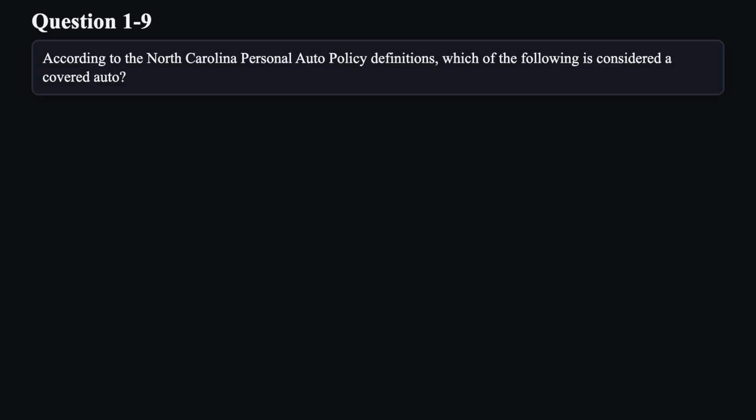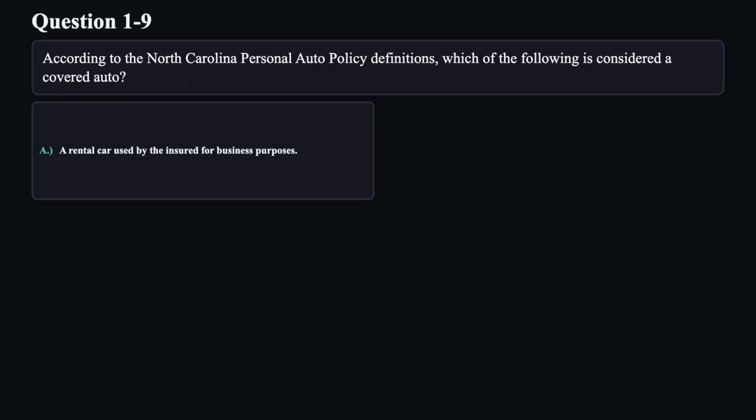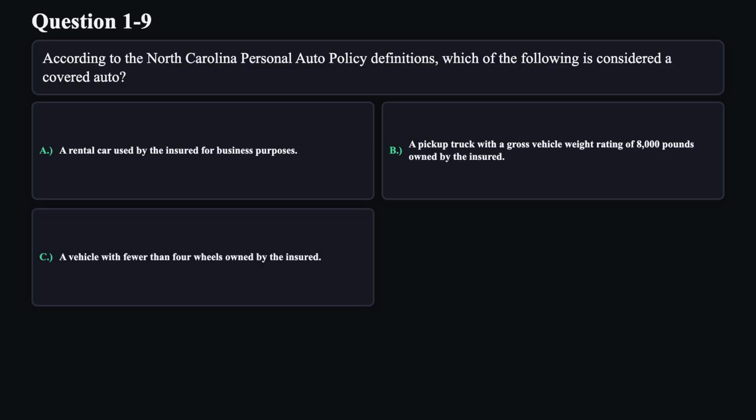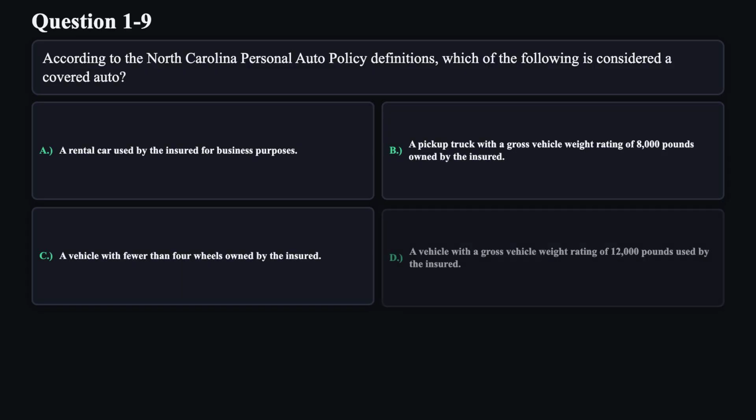Question 9. According to the North Carolina personal auto policy definitions, which of the following is considered a covered auto? A. A rental car used by the insured for business purposes. B. A pickup truck with a gross vehicle weight rating of 8,000 pounds owned by the insured. C. A vehicle with fewer than 4 wheels owned by the insured. D. A vehicle with a gross vehicle weight rating of 12,000 pounds used by the insured.